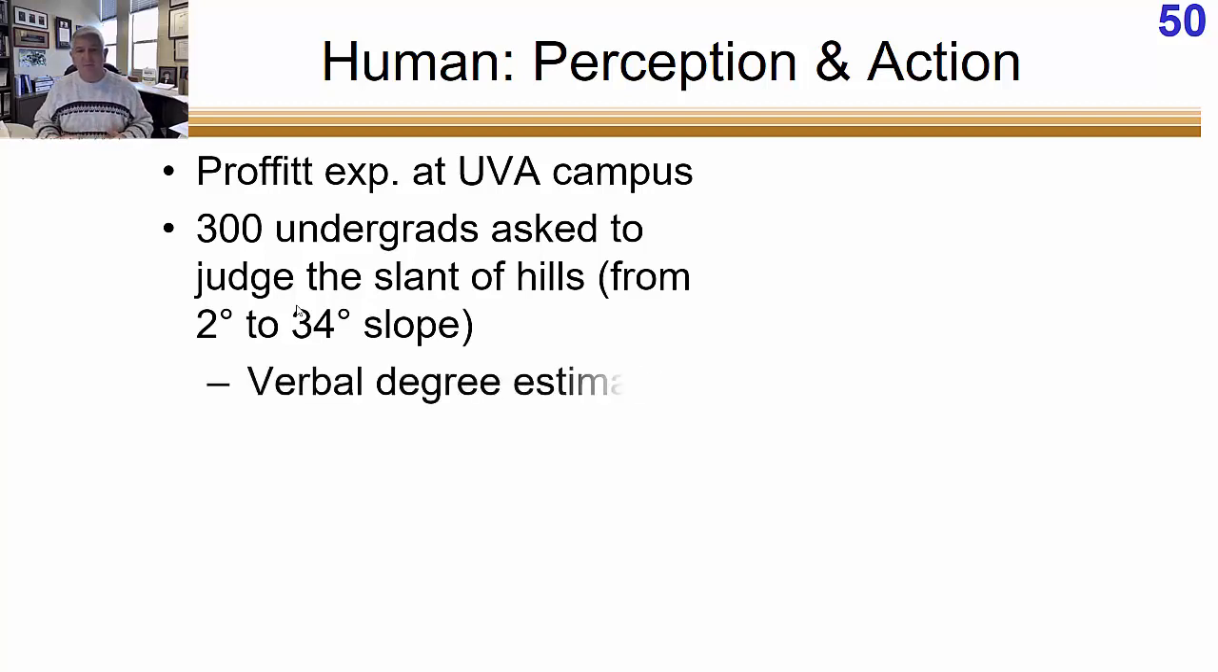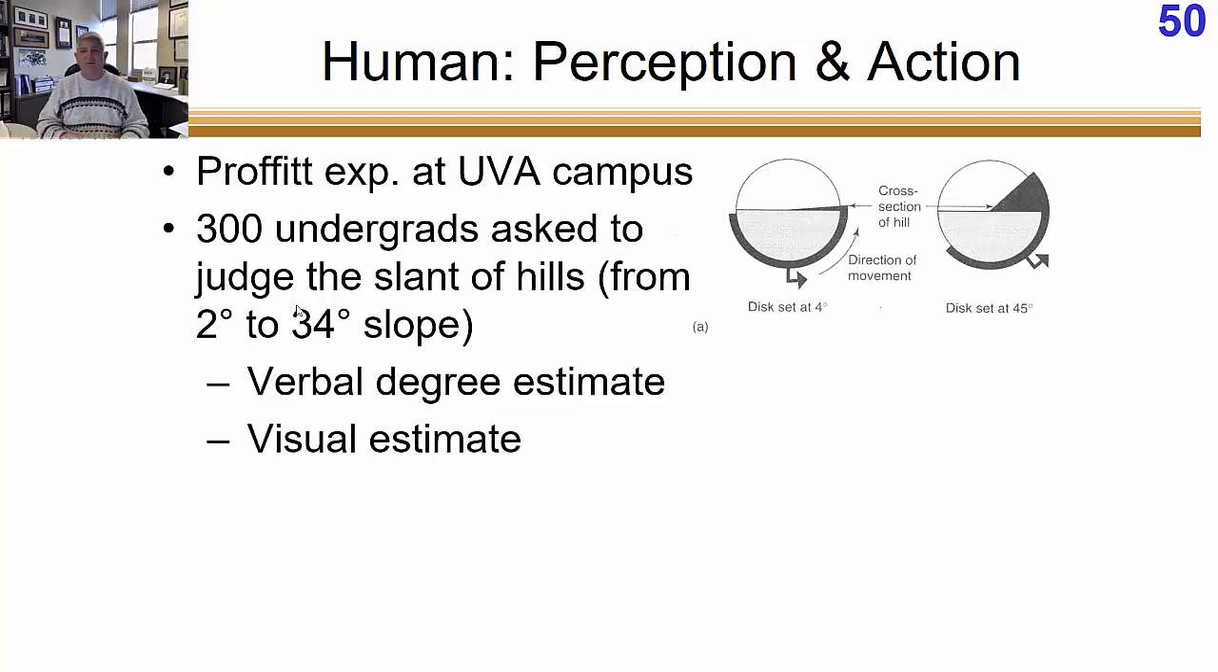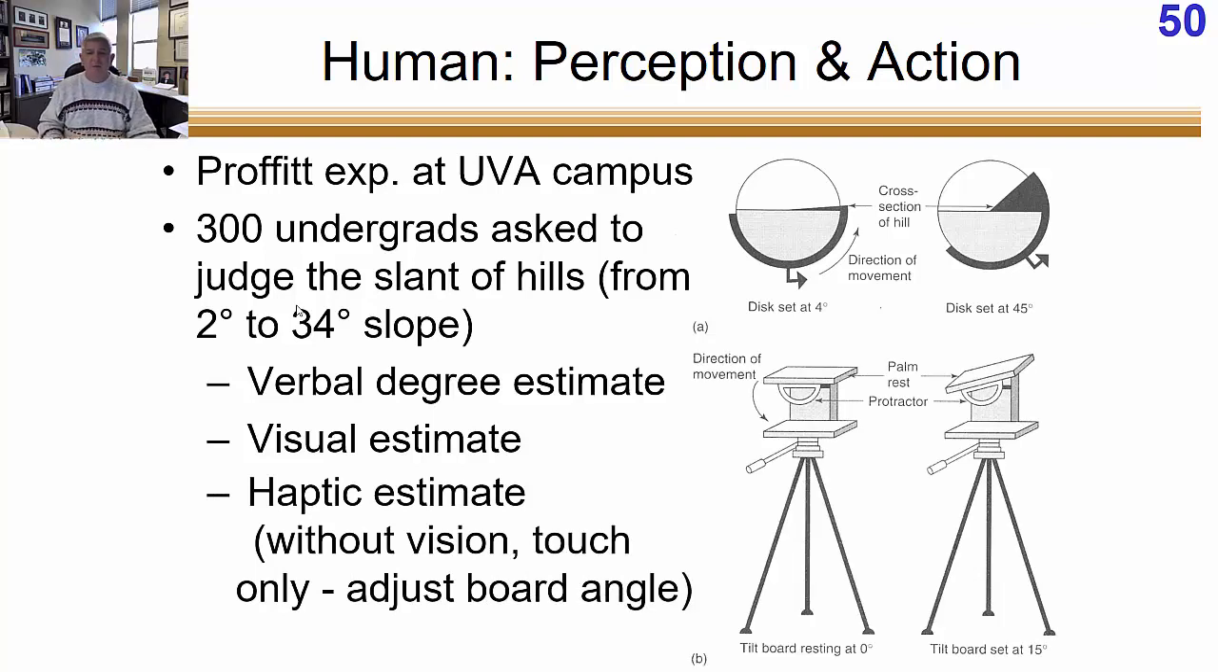First, he had them give a verbal degree estimate. So I think that is a 10-degree hill, right? Then he had them do a visual estimate where they took this disc and they adjusted the angle of the disc to where they thought it visually matched the hill. And then he had them do a third estimate with this contraption that he built where they would put the palm of their hand on this wooden plank and then adjust the wooden plank to the angle that they thought the hill was.